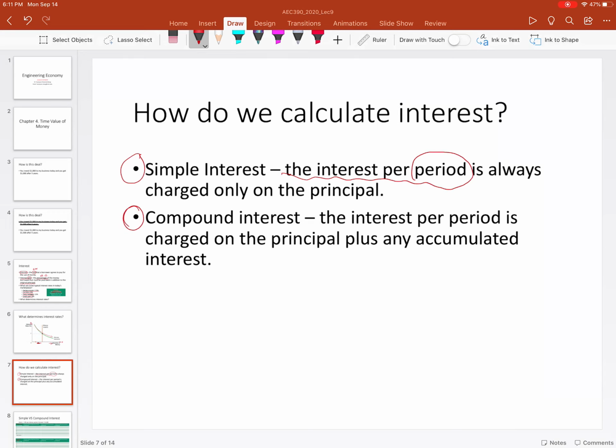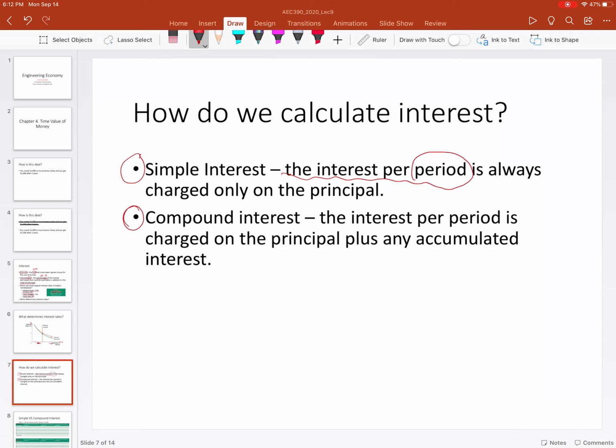Period means how long or how frequently you have to calculate the interest. If you save your money in a bank account, usually you have a yearly interest rate, which means at the end of every year, the bank will calculate how much interest they should pay you, right? So that interest period will be a year. So every year is one period.